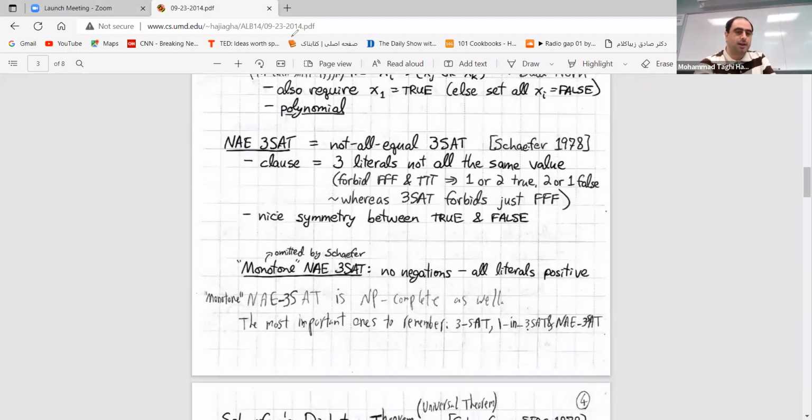So of course you can. This is the one. We also have this one, the monotone not-all-equal 3-SAT. Lots of these actually belong to Schaefer. He has considered lots of these.